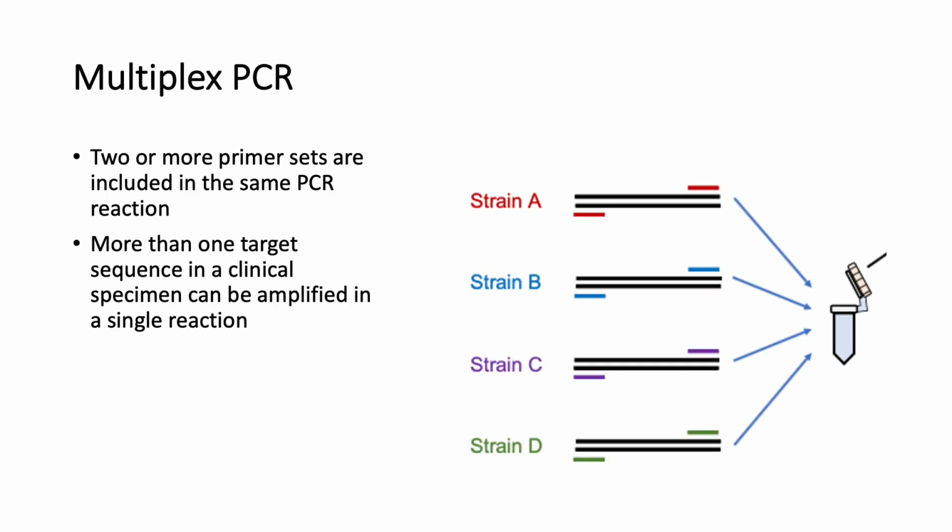Then we have multiplex PCR. So in multiplex PCR, two or more primer sets designed for amplification of different targets are included in the same PCR reaction. Using this technique, more than one target sequence in a clinical specimen can be amplified in a single tube. As an extension to the practical use of PCR, this technique can save time and effort. The primers used in multiplex reactions must be selected carefully to have similar annealing temperatures and must not be complementary to each other.